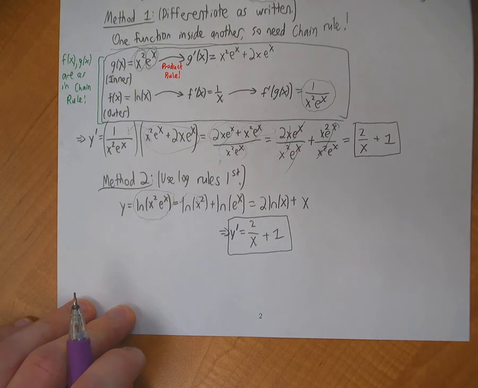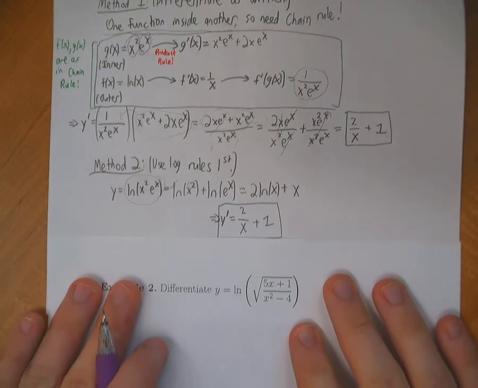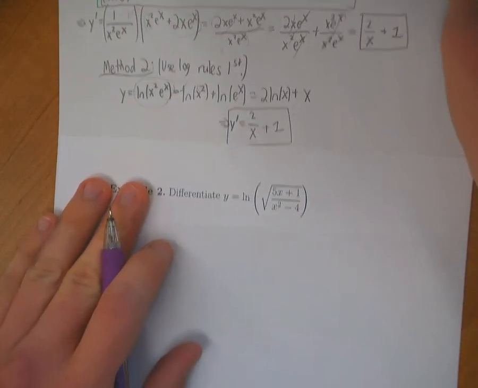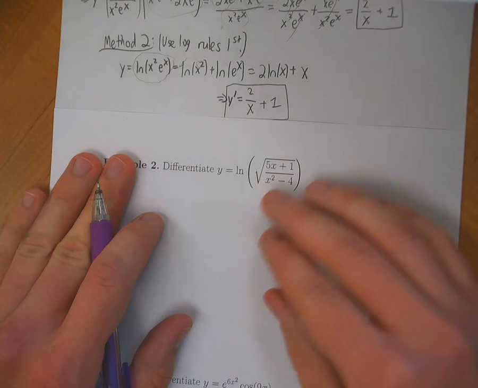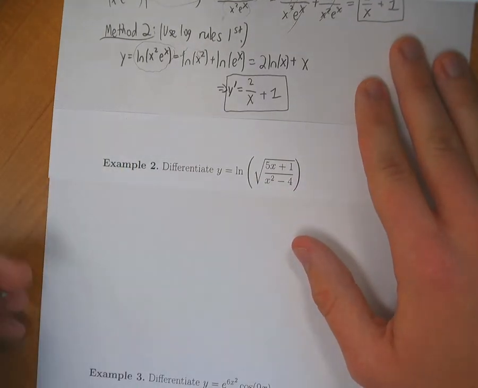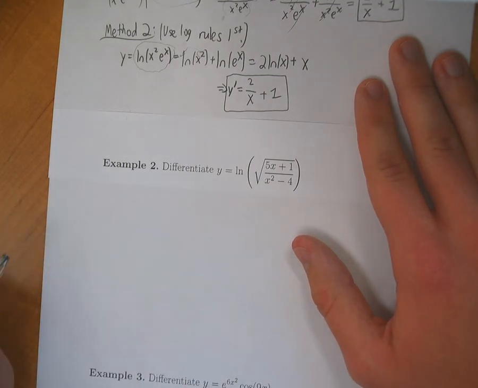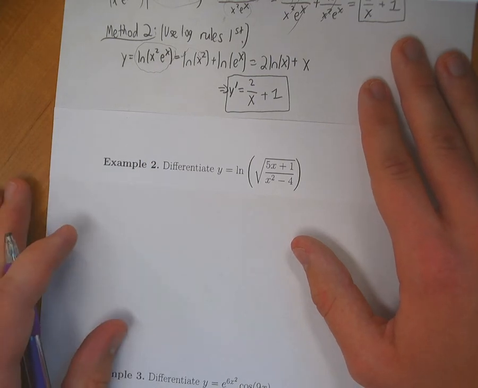So now let's do another example with natural log, but with a function that's a little bit crazy. Let's differentiate natural log of the square root of 5x plus 1 divided by x squared plus 4. Based on the two methods that we just did, one where we just differentiate this as written or use log rules first, which of the two would you prefer to do in this case?